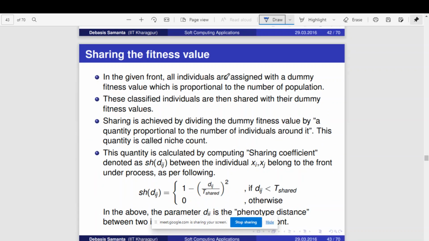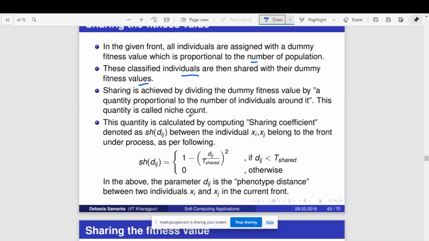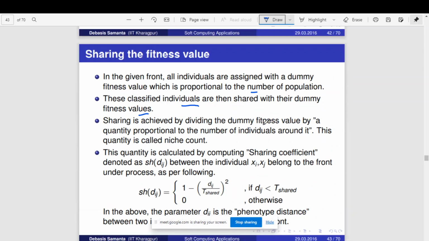In the given front, all individuals are assigned a dummy fitness value, which is proportional to the number of population. These classified individuals are then shared with their dummy fitness values. Sharing is achieved by dividing the dummy fitness value by a quantity proportional to the number of individuals around it. This quantity is called the niche count. This is what you should understand.